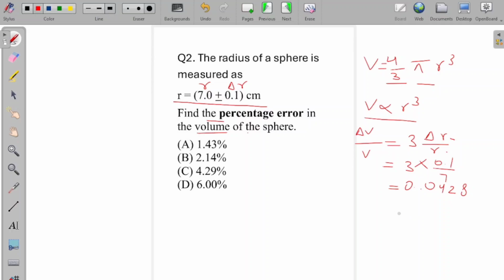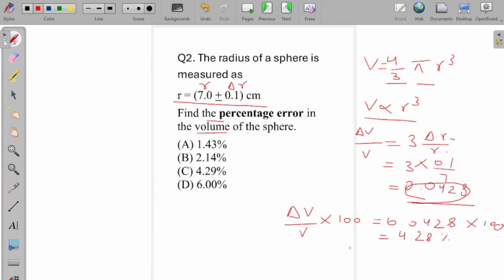Now this is the relative error. In order to find the percentage error, we need to multiply this value with 100 because we have just found the value of delta V by V. We need to multiply this with 100, then we will get the value of percentage error. So delta V by V is 0.0428, into 100. This gives us the answer as 4.28 percent. So the answer is 4.28, which is close to 4.29. So we are going with option C.